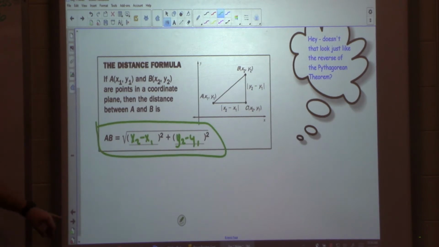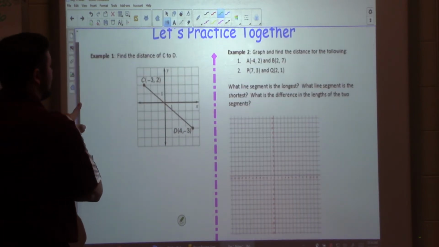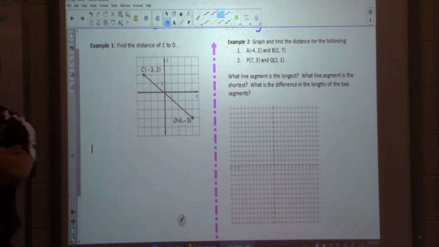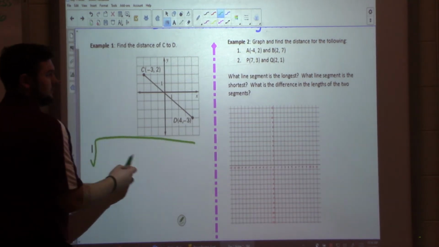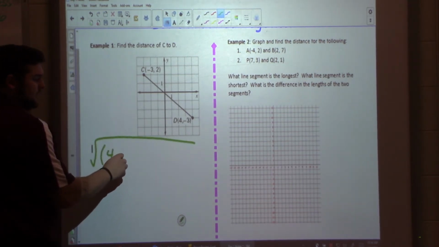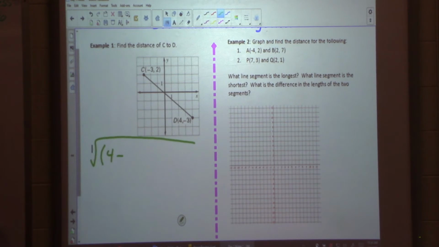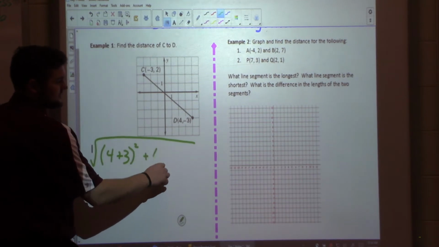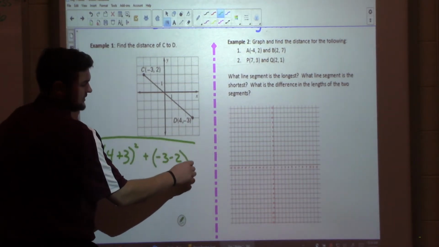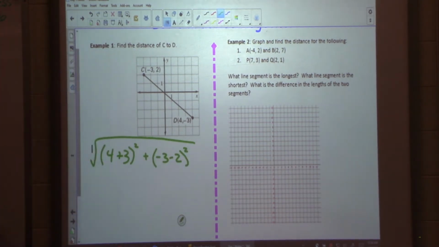Okay, so let's try it. Find the distance from C to D. Well, to do that, I'm just going to plug it right into my distance formula. Square root 4 minus a negative 3. Just like plus 3, right? So 4 plus 3 squared plus negative 3 minus 2 squared.